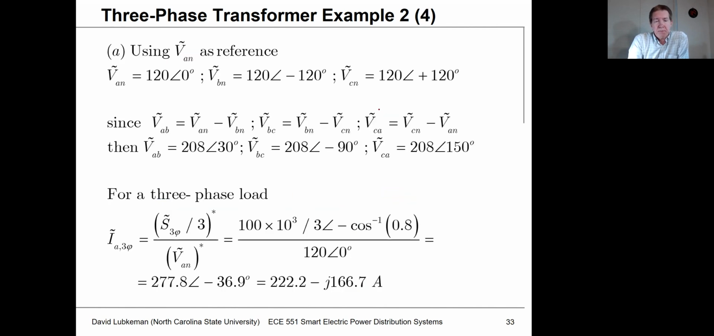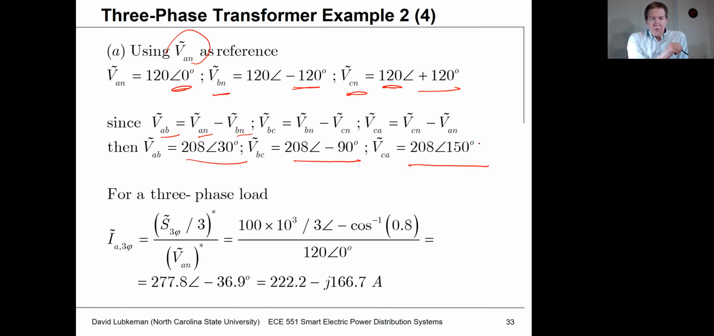So if VAN is our reference point on the secondary side at 0 degrees, I've got 120 at angle 0 degrees for VAN. For VBN, this is 120 at angle minus 120, and VCN is going to be 120 at angle plus 120, so this is a balanced three-phase set. The line values of voltage are calculated by taking the differences in the line to neutral voltages. So VAB is going to be VAN minus VBN, so this is 208 at 30 degrees. VBC is 208 at angle minus 90, and VCA is 208 at 150 degrees.